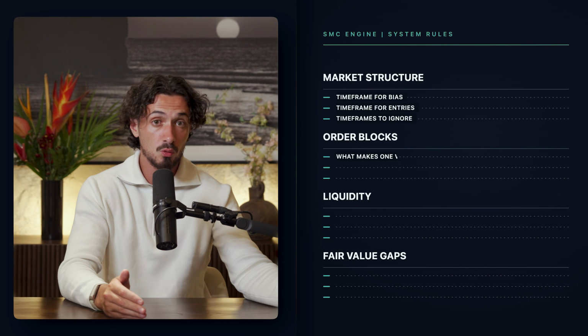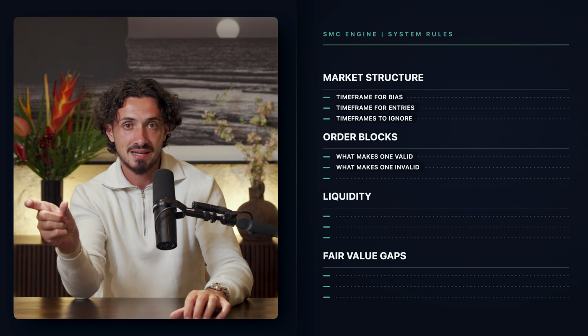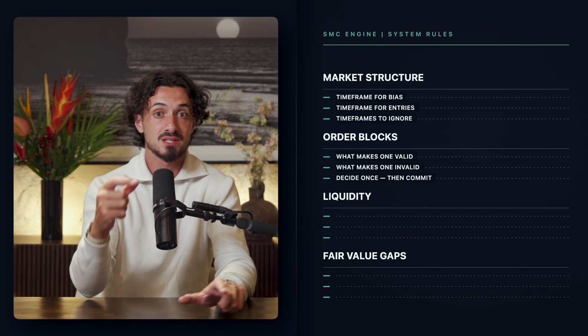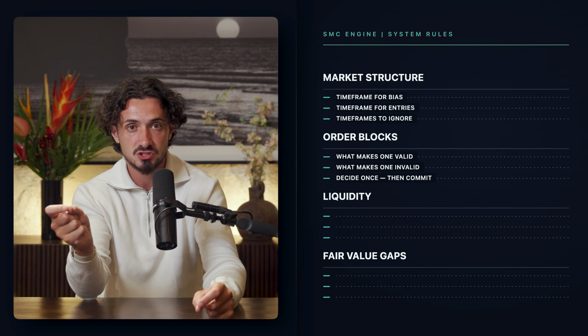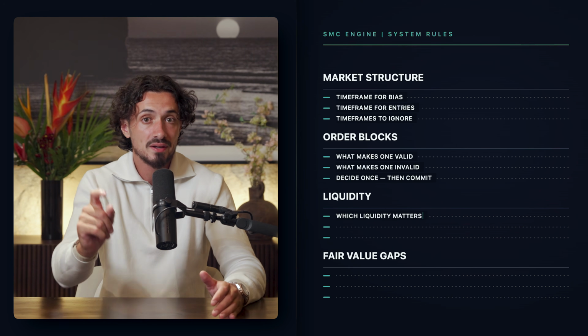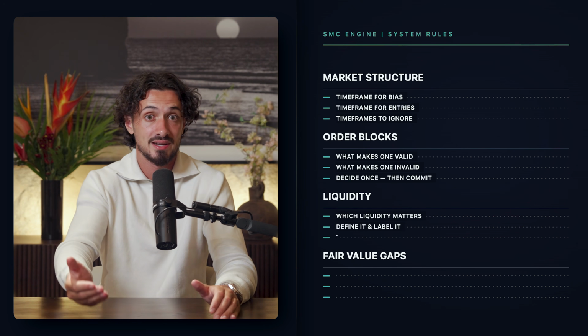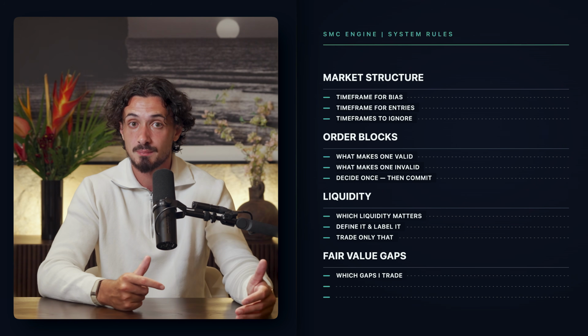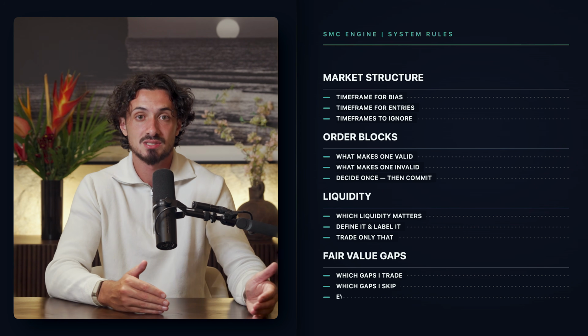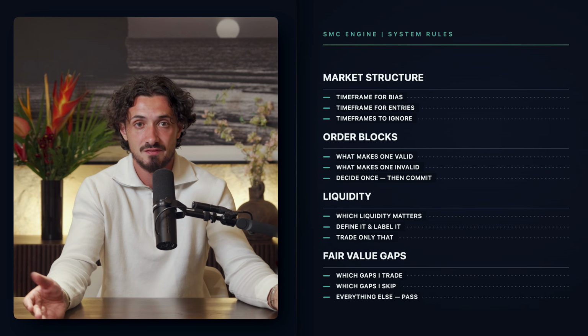And then you have to do the same with order blocks. What makes an order block valid? What makes one invalid? When you decide this, you stick to it. Now you have one way to decide on your entry. The same for liquidity. Which liquidity matters? Define it, label it, and then just only use that. Again, the same for fair value gaps. Which ones do you trade? Which ones do you skip? Which ones don't have any significance?